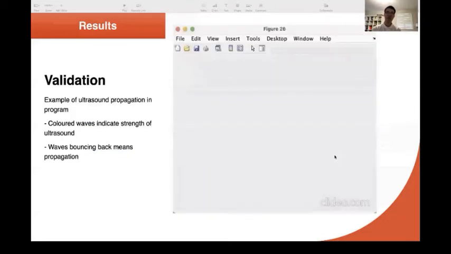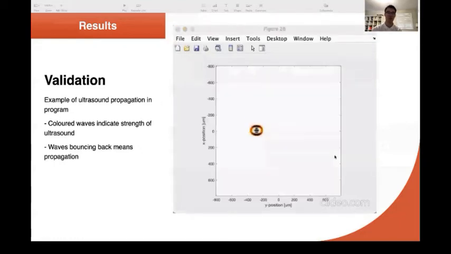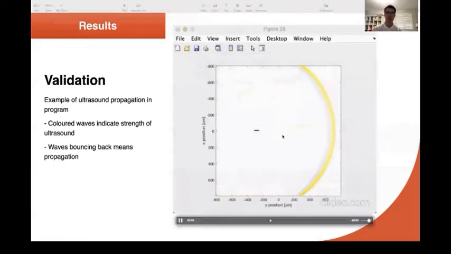So this is an animation showing how this works. This black bar represents the transducer, and the colored waves that propagated from this black bar are representing ultrasound waves. If you look closely, there are waves bouncing back around here, which means propagation since there was an invisible image target here.